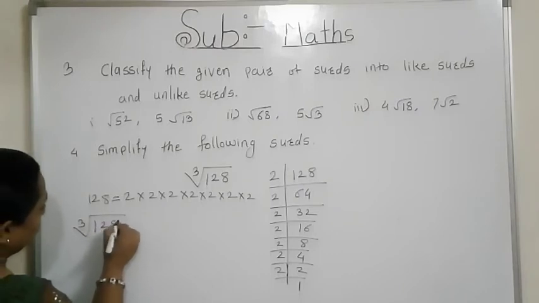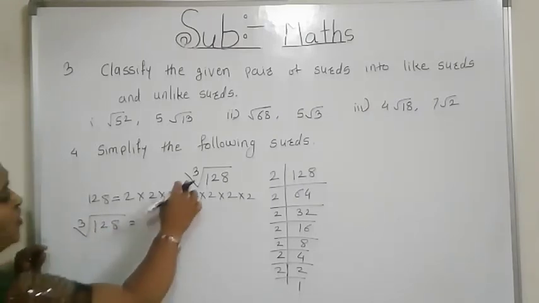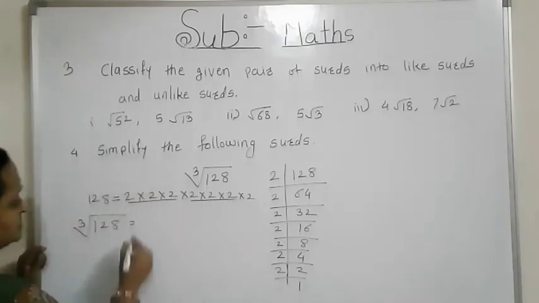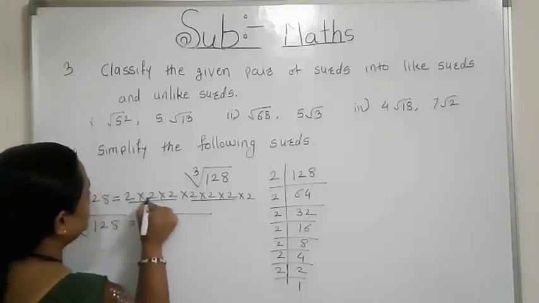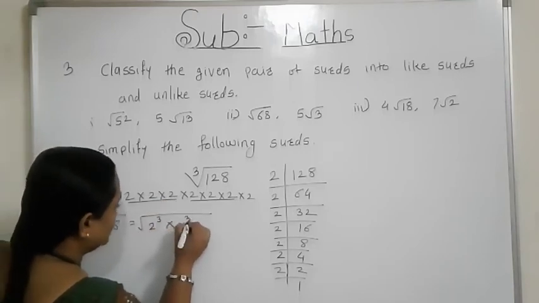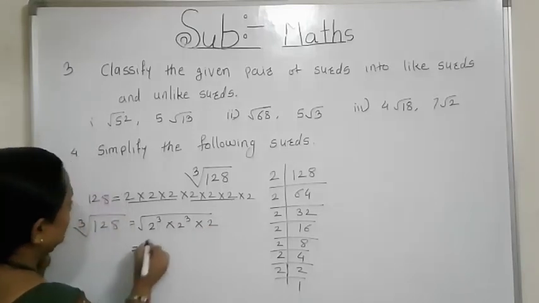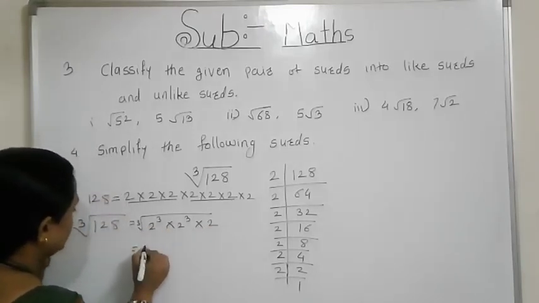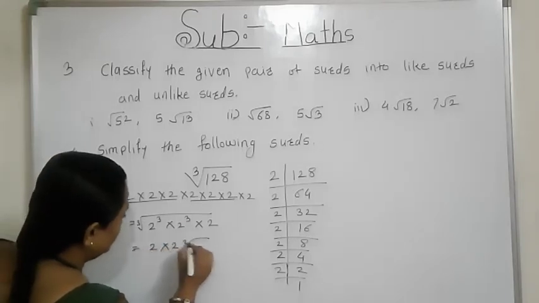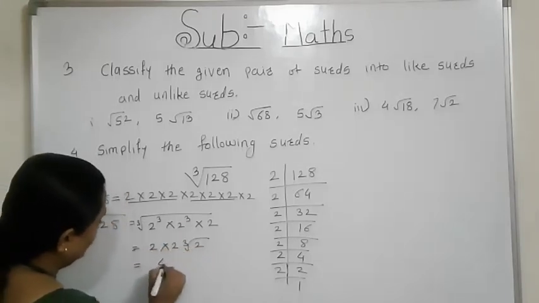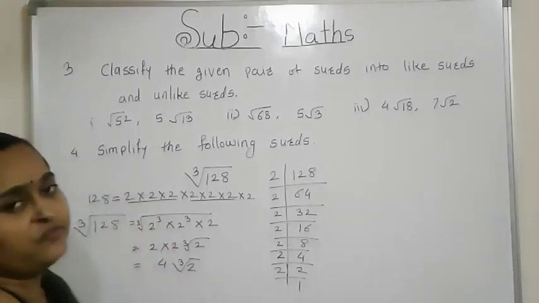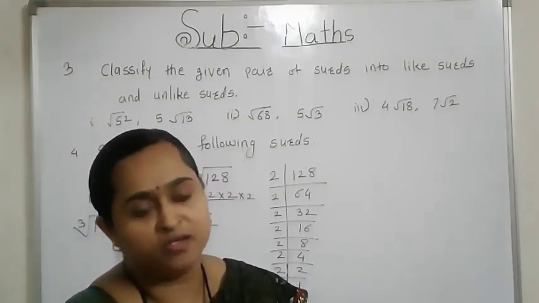Now see cube root. What are we finding there? Cube root. Now the cube root order is 3, so we will make groups of 3. Like this. Then here 2 into 2 into 2, or you can write 2 cube, multiplied by 2 cube, multiplied by 2. Now 2 cube under the cube root sign gives the answer 2. Again here 2. And this will be cube root 2. 2 2s are 4, so 4 cube root 2. Now in this way we can find the simplest form of the surd.